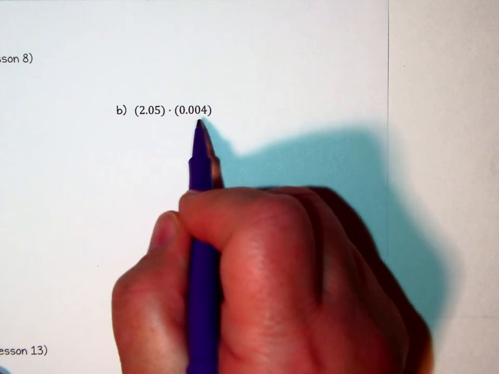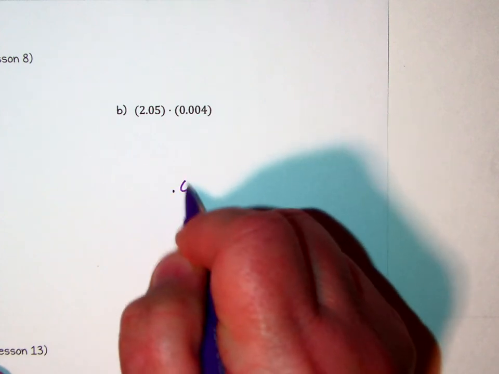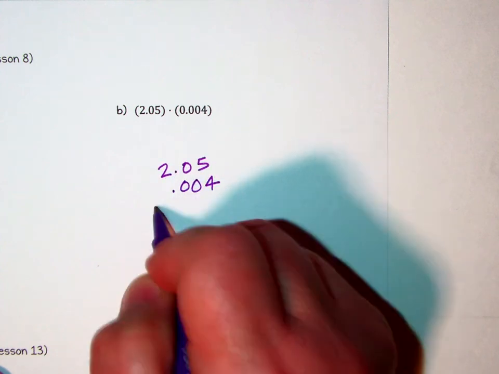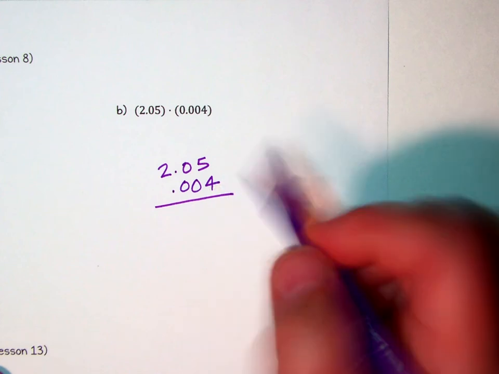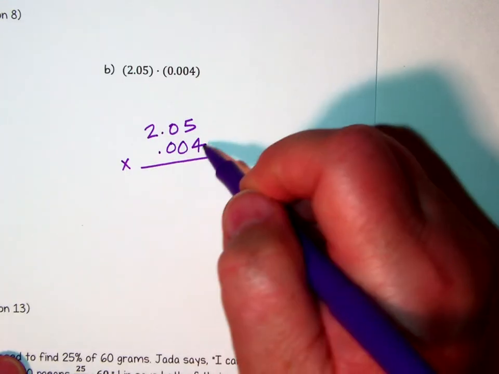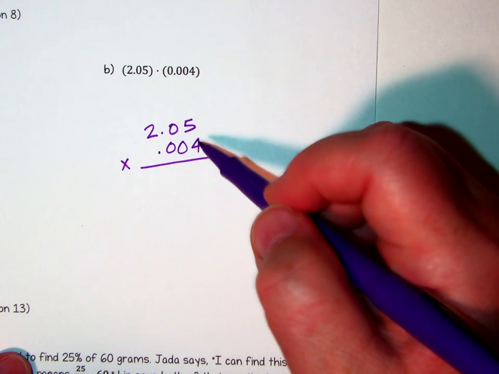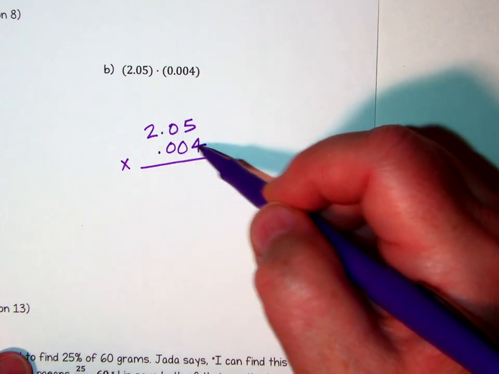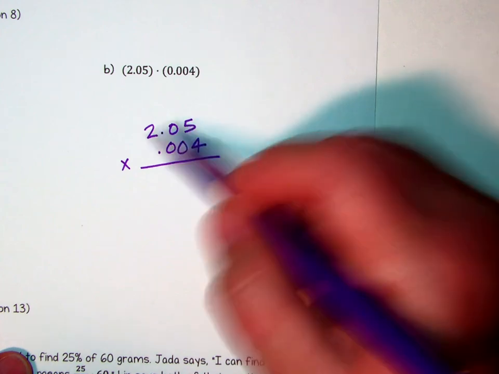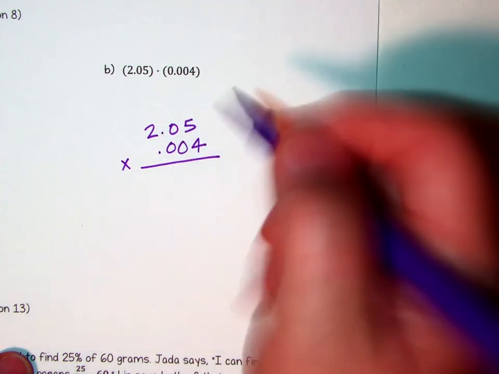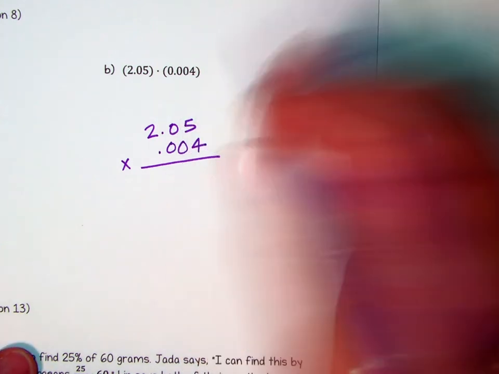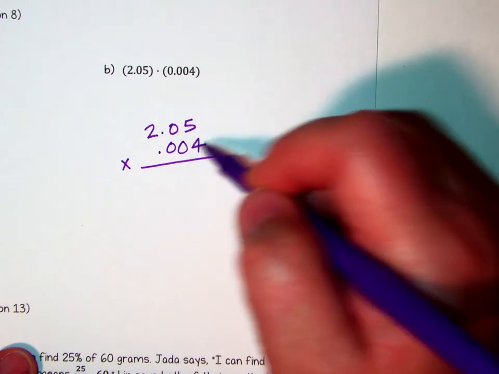All right, next one, 2.05 times 0.004. So I have 0.004 times 2.05. And again, I don't have to worry about lining decimal points up when I'm multiplying. Now, I put my 0.004 on the bottom because there's only one non-zero digit. I really only have to go through one string of multiplication, whereas if I had done 2.05 times 4, I would end up with my 3 rows. I get the same answer, but this is more efficient.